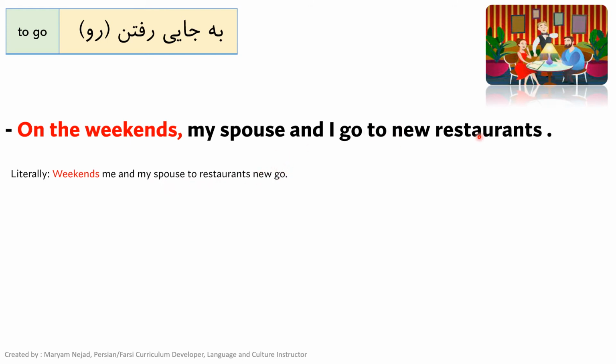Because in Farsi, for new restaurants, we first need to come up with the noun and then the adjective. We don't say new restaurants. We say restaurants, new. Right, so let's start the sentence. We are going to start with the time adverb, which is آخر هفته ها. Again, we just add ha to weekend, آخر هفته ها. And it shows a repetitive action. And spouse is همسر, new is جدید, and restaurants or restaurant singular, رستوران. It's the same word, the pronunciation is a little bit different. رستوران.